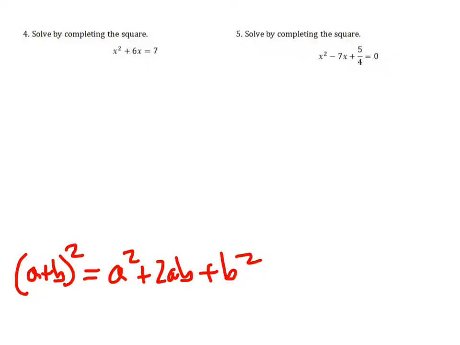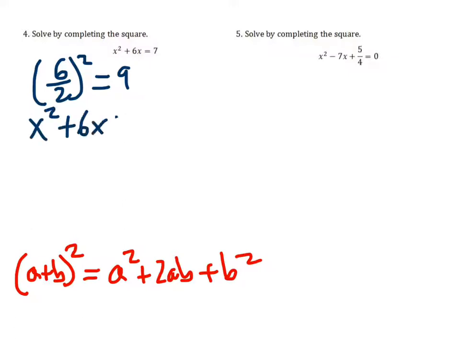And so we ask ourselves, what do we need to add to this left side so that this is a perfect square trinomial? Well, it turns out that it's going to be 9. And where that comes from is that's half of this. We ask ourselves, what is half of 6? Half of 6, squared, and that's going to be 9. So we want to add that, but you have to add it to both sides. So we add 9 to this side and add 9 to the right side.